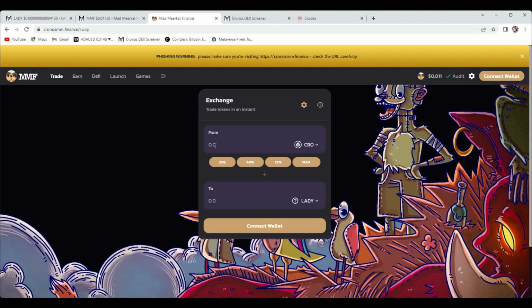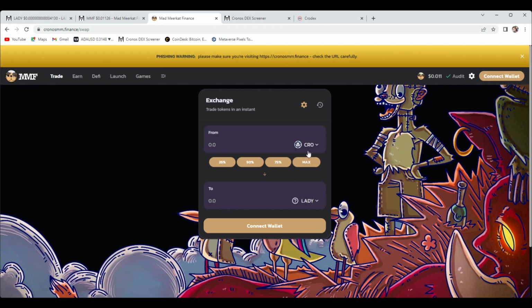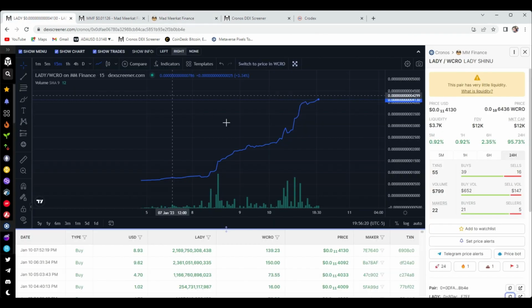I would hit max. It would have 1,000 from, and then 2, and boom. What I would do is I would hit swap. Sometimes you have to go in here into your settings and change your slippage. A lot of times you'll have to change it to like 5 or 10% slippage on these small cap coins.